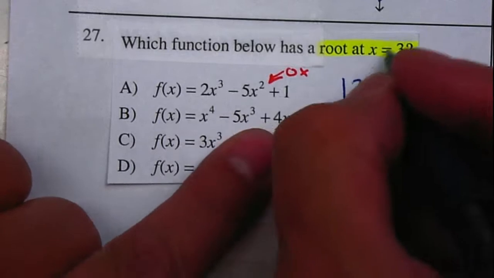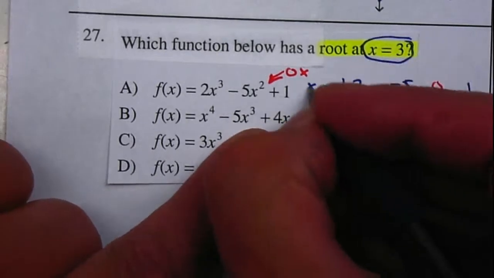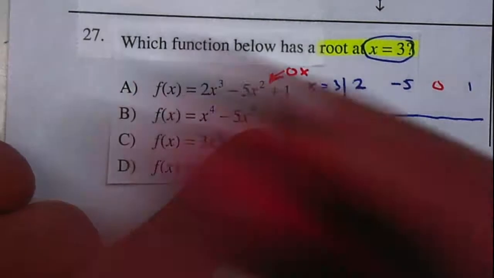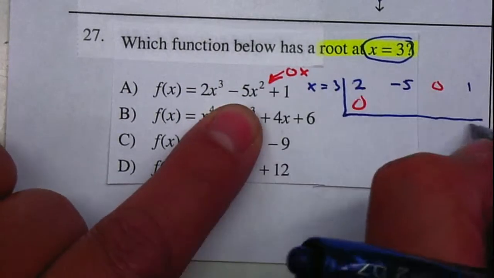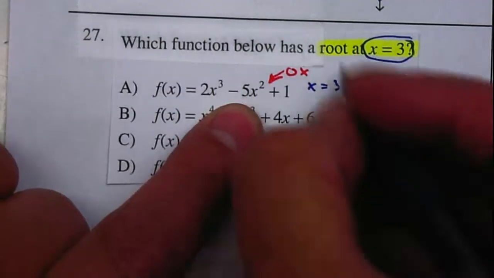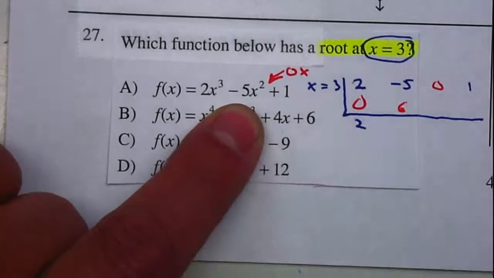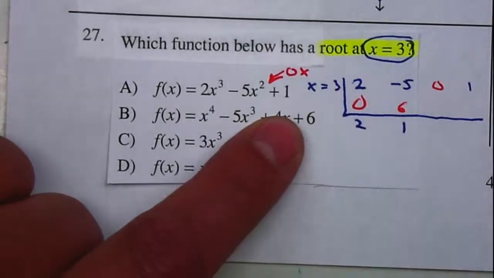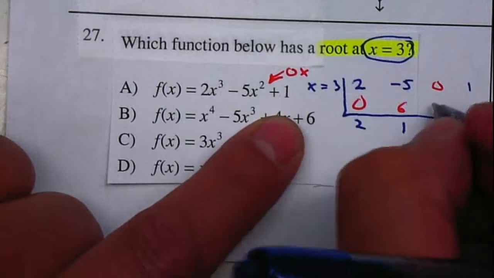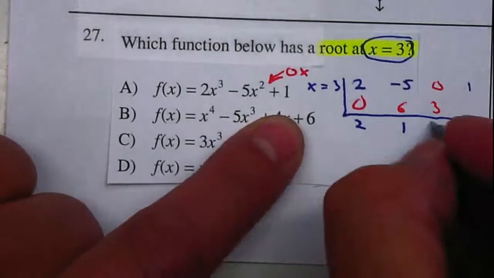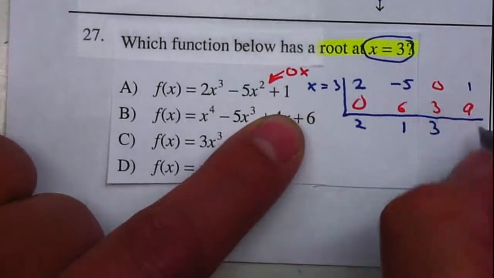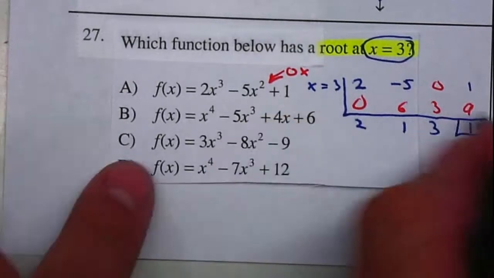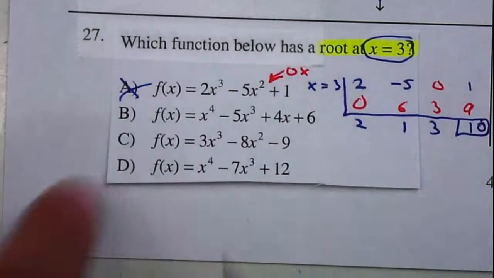I'm going to let x equal 3. And if that's the root of this polynomial, then you should end up with a 0. So let's try this. You add and you multiply. 3 times 2 is 6. You add, then you multiply. 3 times 1 is 3. You add and you multiply. 3 times 3 is 9. You add and your remainder is not 0, so therefore 3 is not a root for the first function.